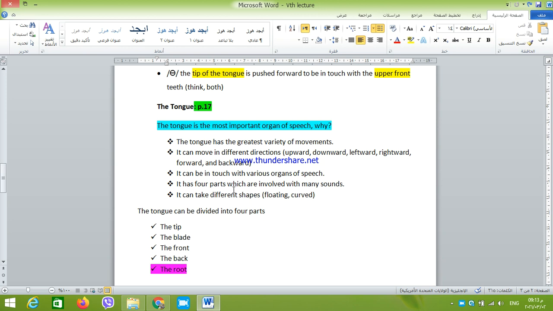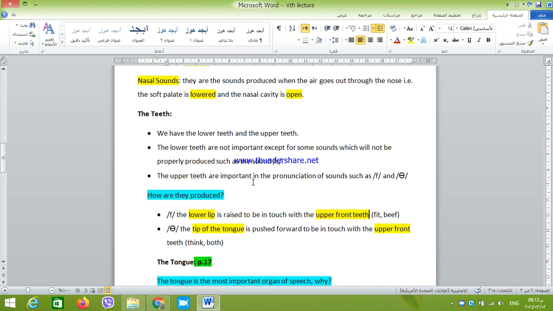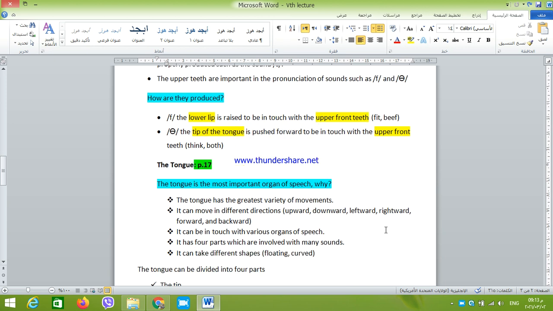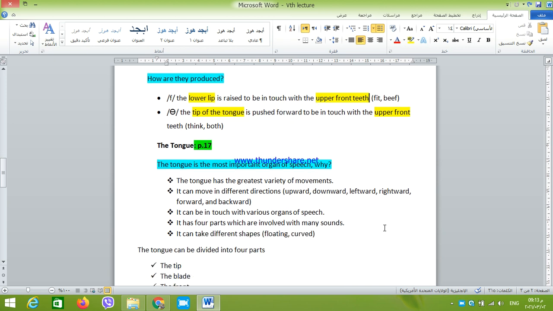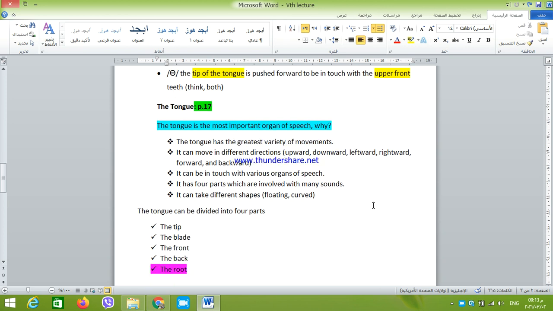It can be in touch with various organs of speech. As we can see here, for example, with the sound th, the tongue is in contact with the upper front teeth. Just like with the sound t, the tip is in contact with the alveolar ridge. With y, the front of the tongue is in contact with the area between the alveolar ridge and the hard palate. With k, the back of the tongue is raised to be in touch with the soft palate. So it can move to be in touch with various organs of speech.